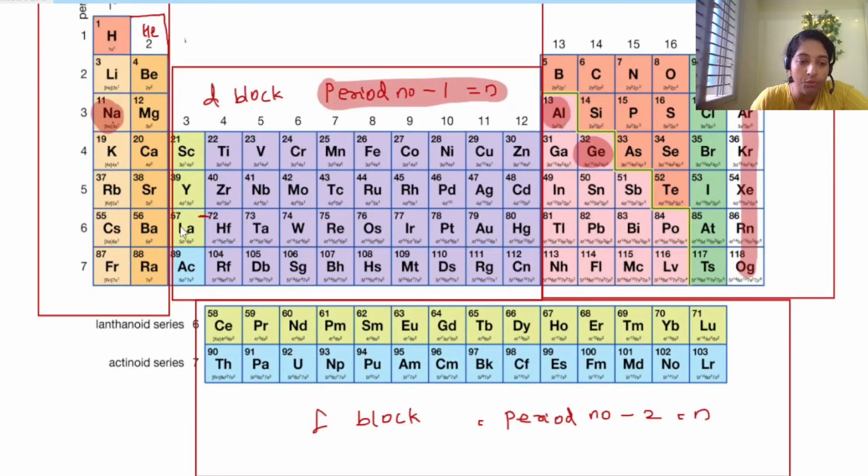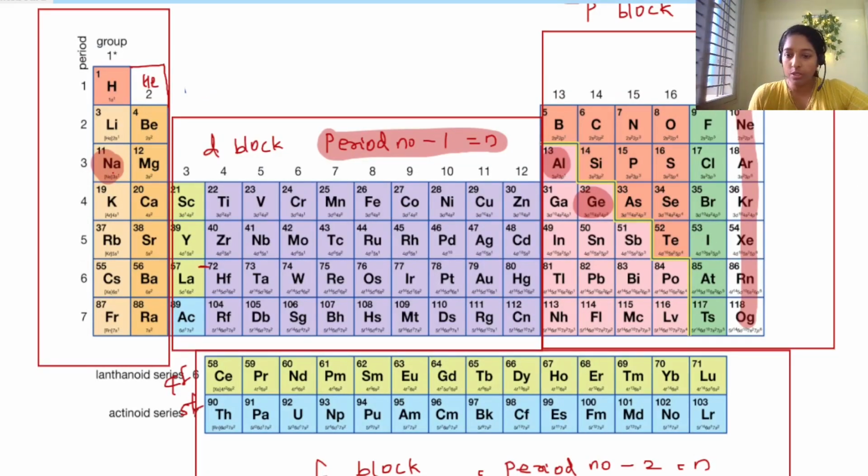After 5d1, the electron will fit in the period number minus 2, which means 6 is the period, because it's a continuation of the sixth period. So 6 minus 2, it's 4f. This one is 4f and this one is 5f. Clear? So after 5d, 4f will fit, then complete the 5d, and then 6p and 7s, and like that you can get all the order. Now you tell me, how do you do it with lead? So let's do lead.